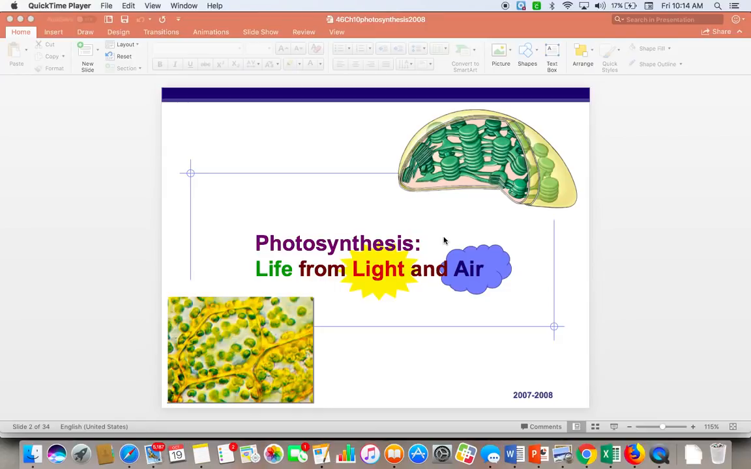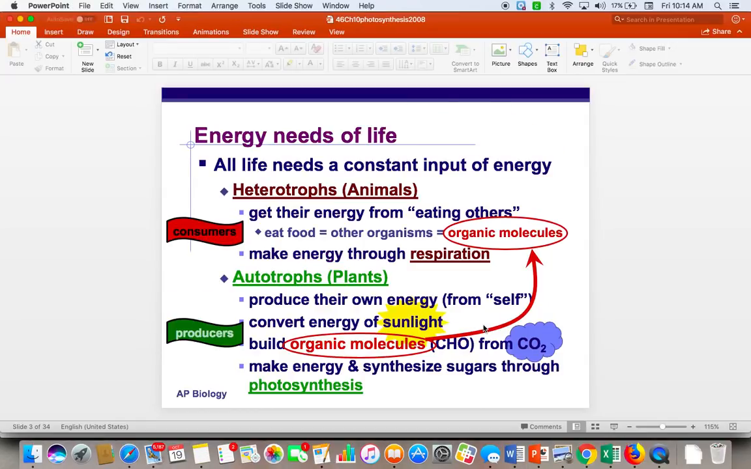Okay, everybody, we are going to go over photosynthesis, which literally is life from light and air. So photosynthesis is how plants make their food that they will then later turn into ATP through cellular respiration. So we're just going to click through these things really quick.